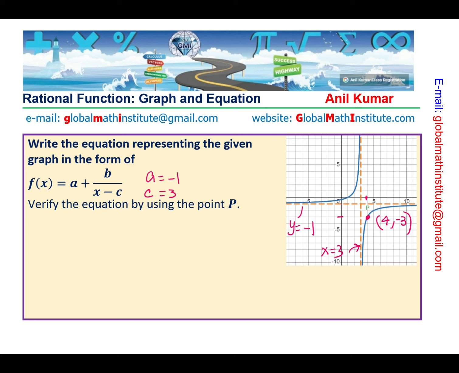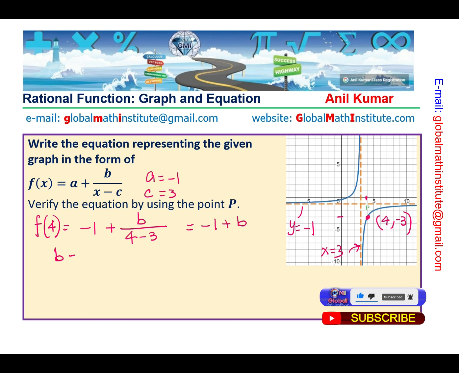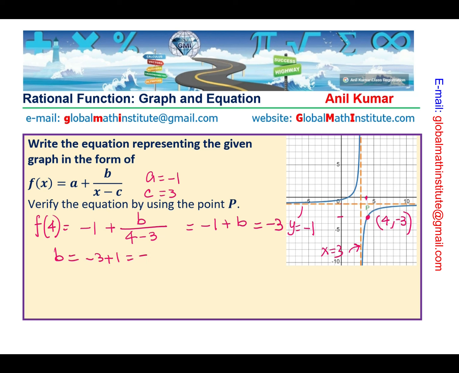And the y value is minus 1, 2, 3, 4, 3. That means in the function f of x, if I substitute 4 for x, correct? We know a is minus 1 plus b over c is 3, so x minus 3, correct? Now we are looking for minus 3, right? And I want to write x as 4 because x is 4. You get the idea. So the denominator is 1, which is minus 1, right? Plus b, correct? So therefore, we know b is equal to what? And this output f of 4 is minus 3, right? So b is equal to minus 3 plus 1, which is minus 2.